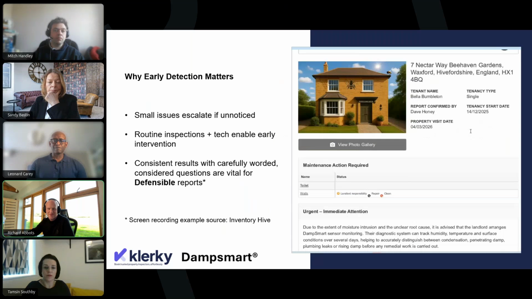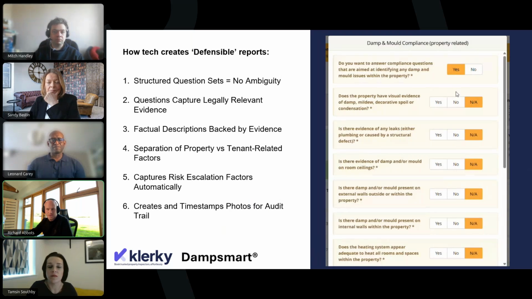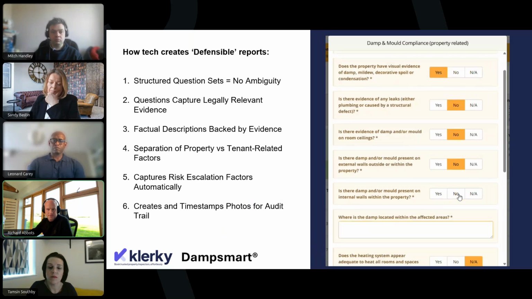Here we go. So on this one, what I'd like to do is explain how the structure of a modern technology-driven inspection report makes it robust and consistent, especially when dealing with issues like damp and mould. So you'll see that there are 6 objectives listed on here. The first one being structured questions that remove ambiguity.